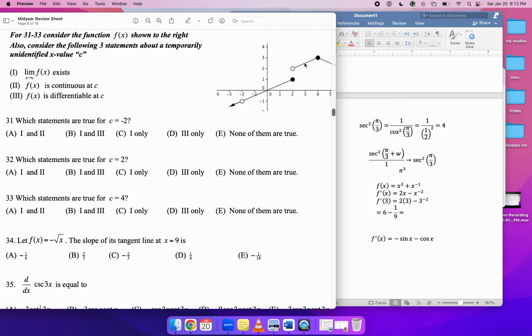Yeah, you're getting the same value as you approach from either side. Is it continuous there? I think so. It looks continuous. Is it differentiable? No, because you have a corner. The slopes don't match.